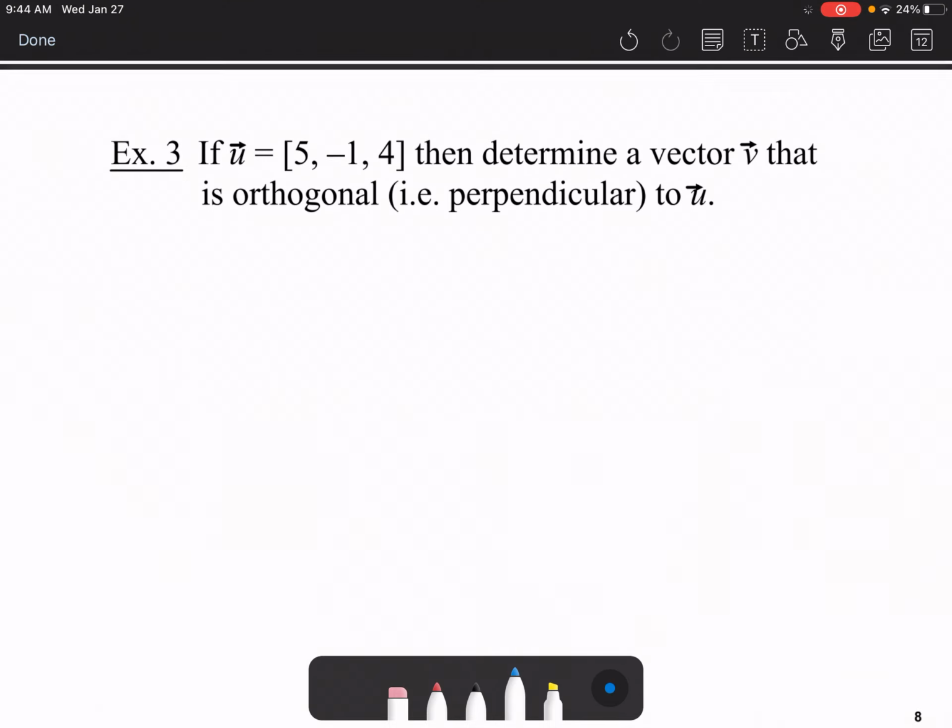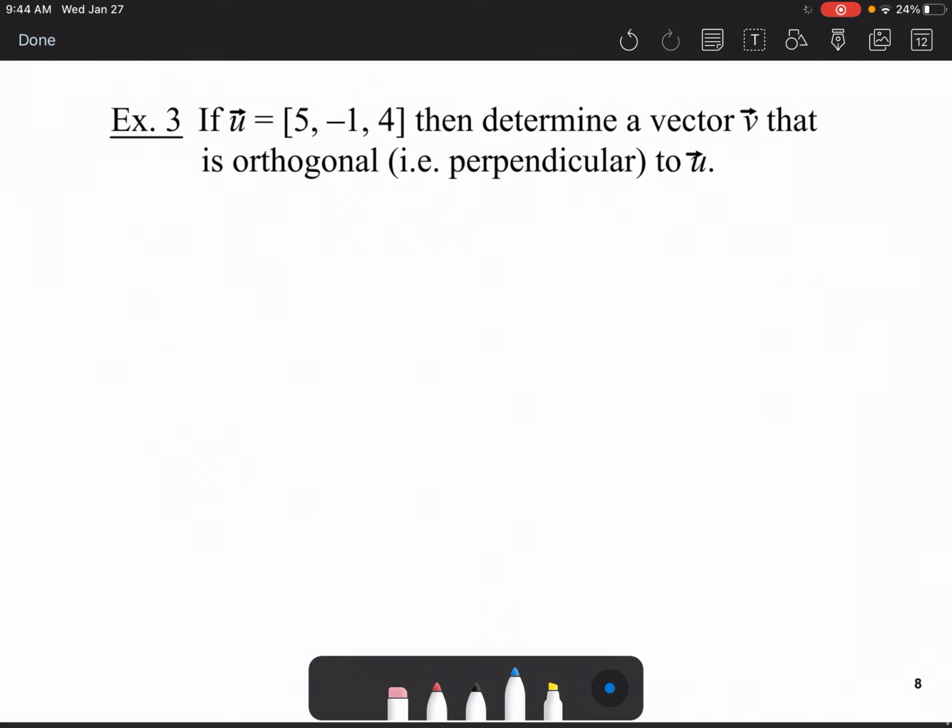Okay, one last problem. So if U is the vector 5, negative 1, and 4, then determine a vector V that is orthogonal. I'm going to introduce a new word, orthogonal, which means perpendicular to the vector U. Well, if you remember, in order for a vector to be orthogonal or perpendicular, all it has to do is U dot V has to equal 0.